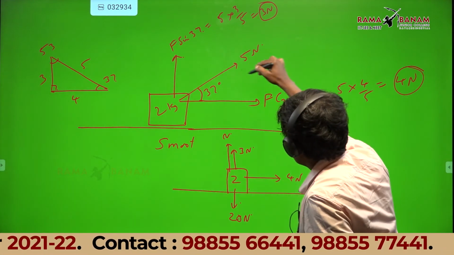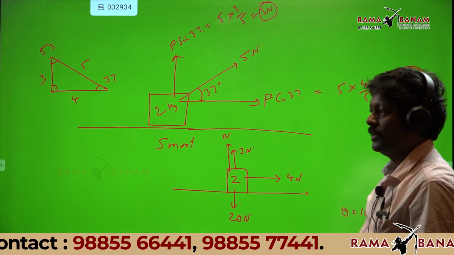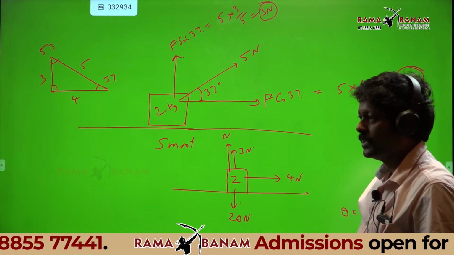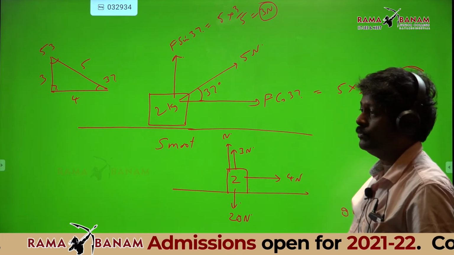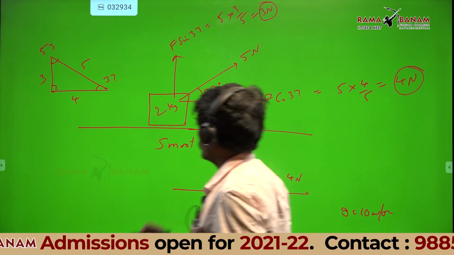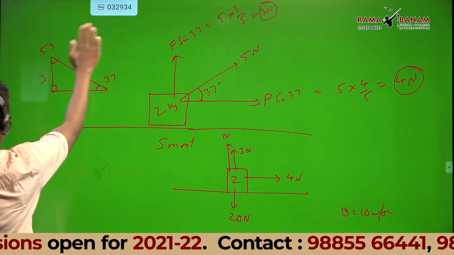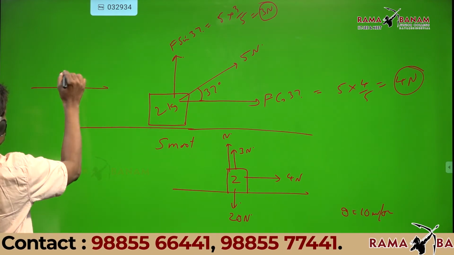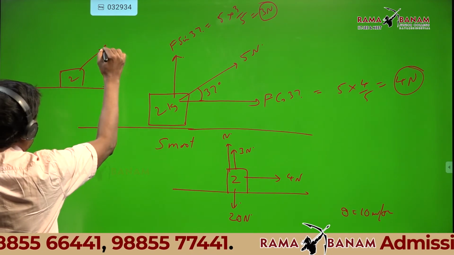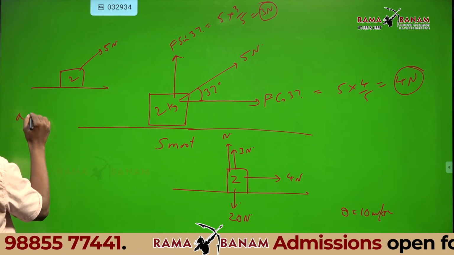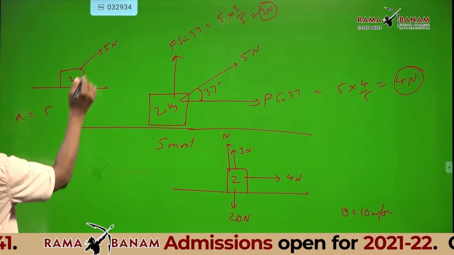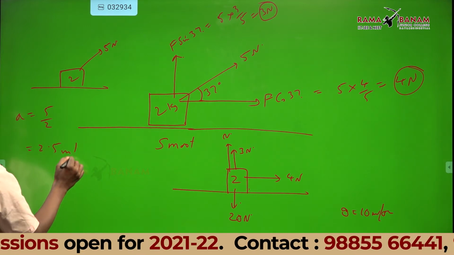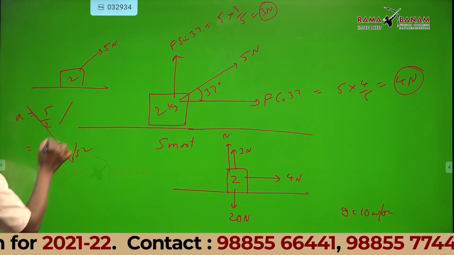Now the problem became easy. Some students, if I ask for the acceleration, what they will do is: 2 kg is there, this is 5 Newton, acceleration is force by mass, force is 5, mass is 2, so 2.5 meter per second square. Wrong.